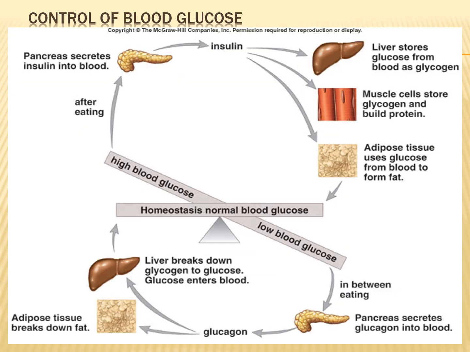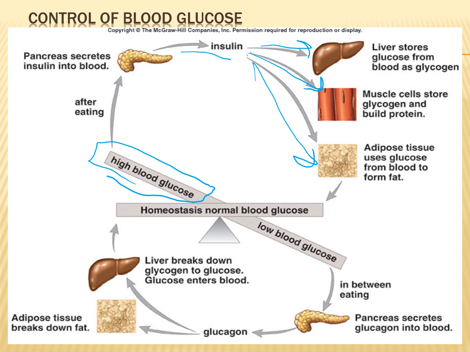So if your blood glucose goes up because you've just eaten foods containing glucose, the pancreas secretes insulin, and that causes glucose to enter into the liver, muscle cells, and fat cells. So that removes glucose from the blood into those three tissues. That lowers your blood glucose back to normal, and then that is going to shut off any more insulin because you wouldn't want your blood glucose levels to go too low.